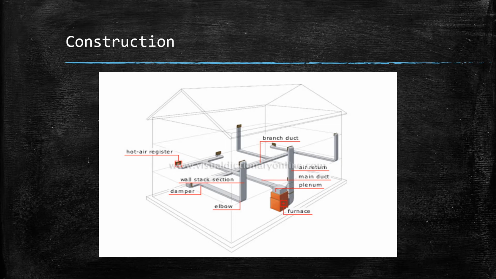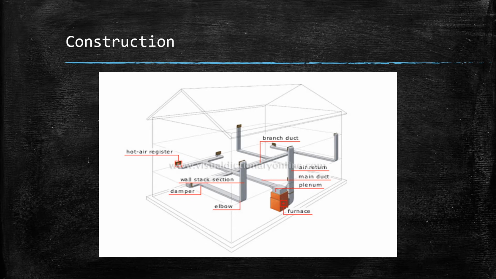The wall stack section is the vertical duct carrying hot air upward toward the recesses on the upper floors. The damper is a mechanism for regulating the volume of air passing through a duct. The main duct is the duct that leaves the furnace and carries hot air toward the branch ducts.